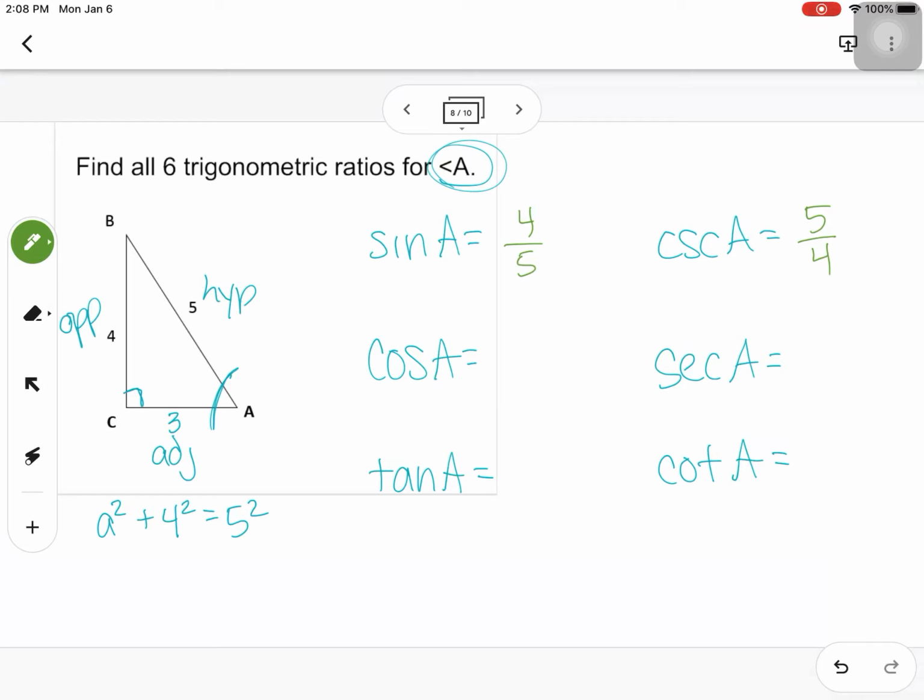Cosine is adjacent over hypotenuse, so it should be 3 over 5. Same thing, I automatically know secant now. It is 5 over 3. For tangent, opposite over adjacent, so it is 4 over 3. And then cotangent is its reciprocal, 3 over 4, and you are done.